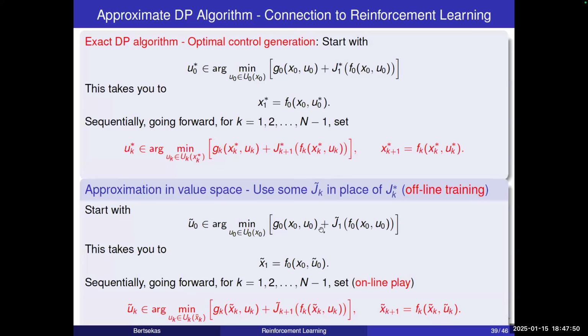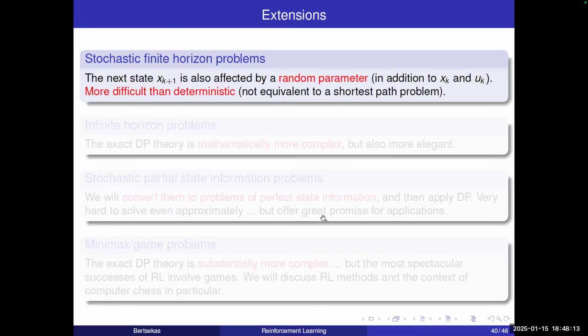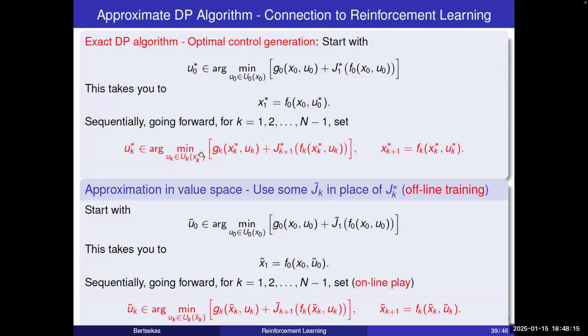Because this constant doesn't affect the control selection. So what really matters is if we can compute some JK tilde that carries useful information of J star, it can be used to guide our control selection process. And this is a key idea that we're going to go back to many times. Okay, at this point, does anyone have some questions? All right.